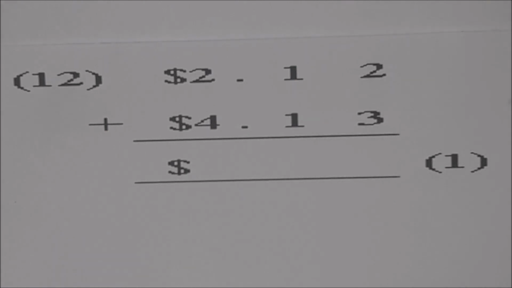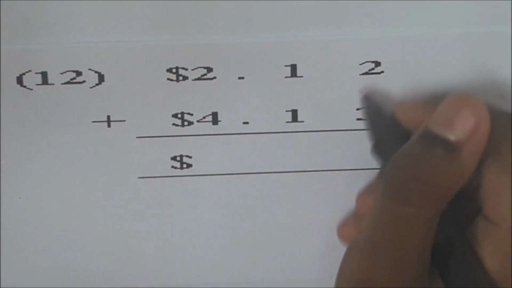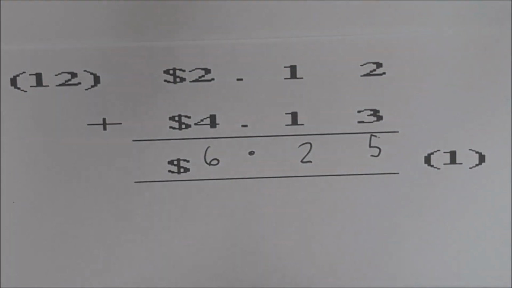Go ahead, Sky, let's work it. Put the answers in. I'm adding 2 and 3, that's 5. I'm adding 1 and 1, that's 2. Put a dot. Point. And 2 and 4, that's 6. What's the answer? $6.25. Excellent job. $6.25.